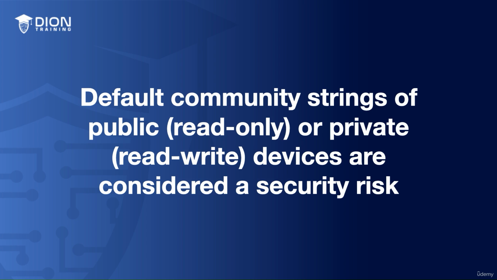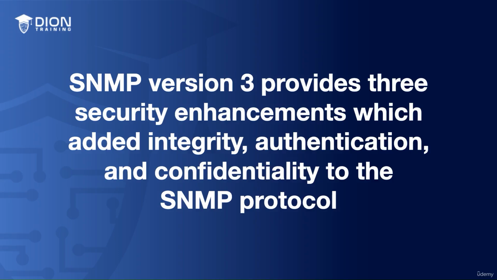So in SNMP version 3, there was some added security to overcome this issue. To mitigate the vulnerability with the community strings, SNMP version 3 provides 3 security enhancements which added integrity, authentication, and confidentiality to the SNMP protocol. So how does SNMP solve all these problems? Well, for integrity, they started hashing the messages before they were being transmitted to make sure nobody could alter the data as it was being sent from the routers or switches to the management node.